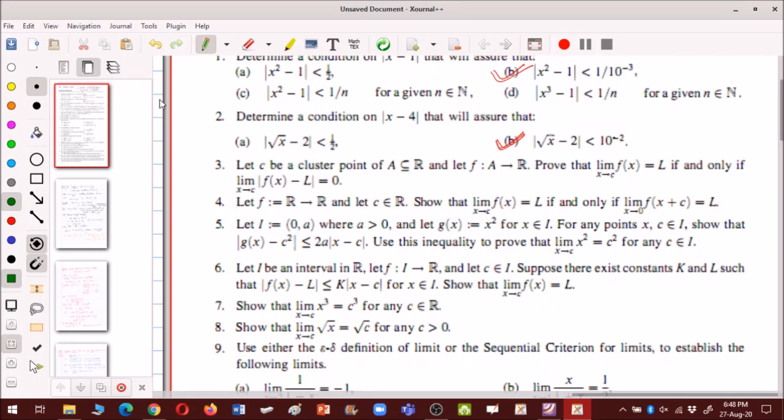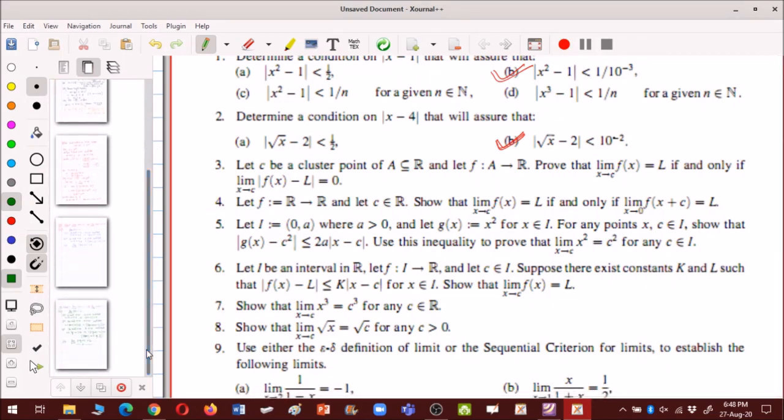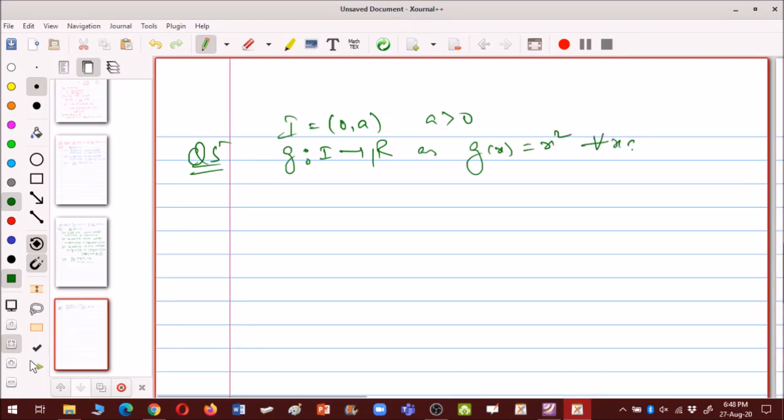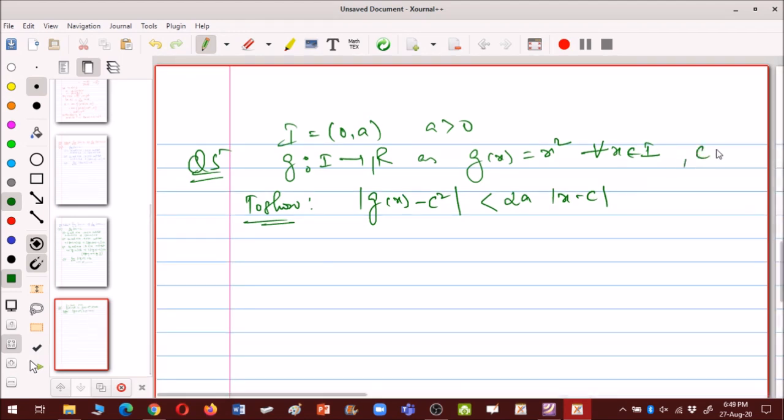So let us get back to this question. Question number 5: I is given to be (0, a), a is positive, g is defined from I to R as g(x) equal to x square for all x belonging to I. To show |g(x) minus c square| is less than 2a times |x minus c|, where c belongs to I is any point. So I have to show that this holds, and to prove this, let us consider g(x) minus c square.